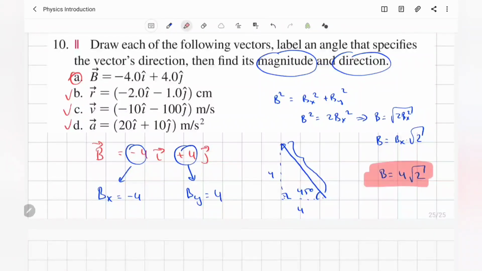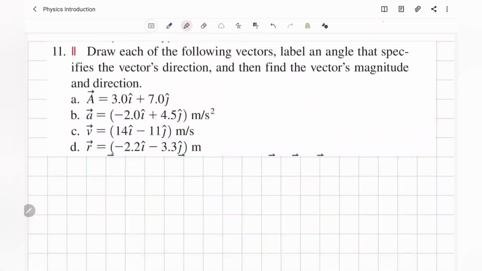And B, C, D, this question will be your classwork. You need to submit it today via Google Classroom. Similar questions are also your classwork for today.